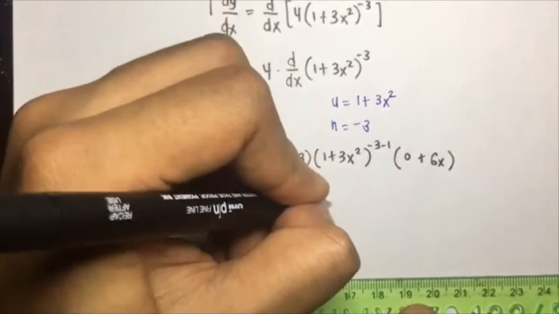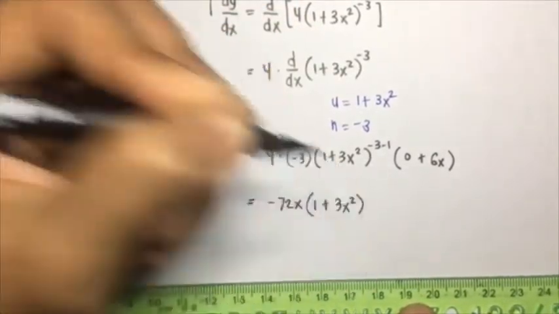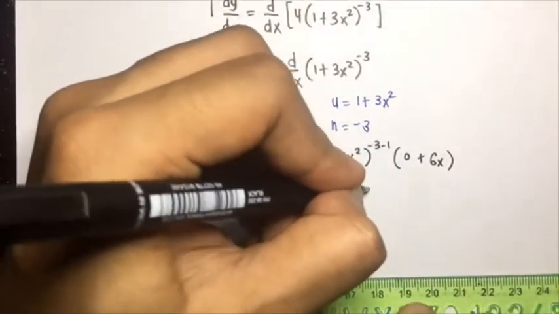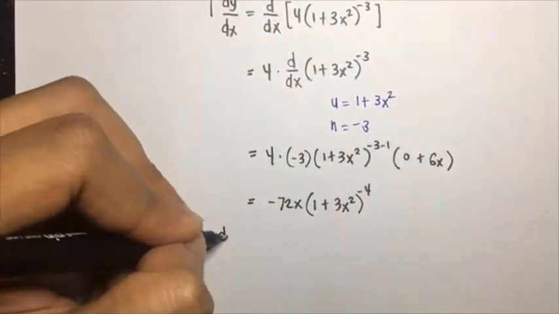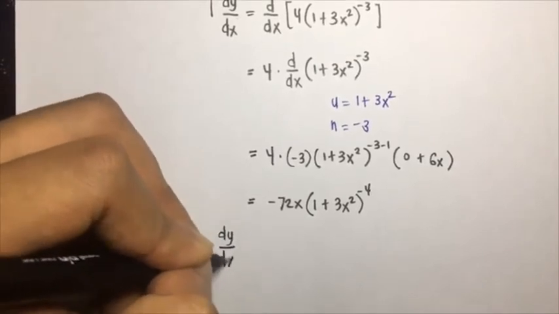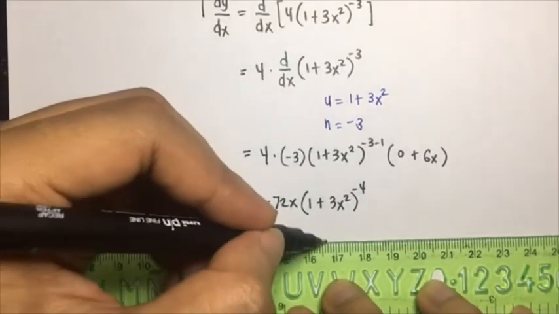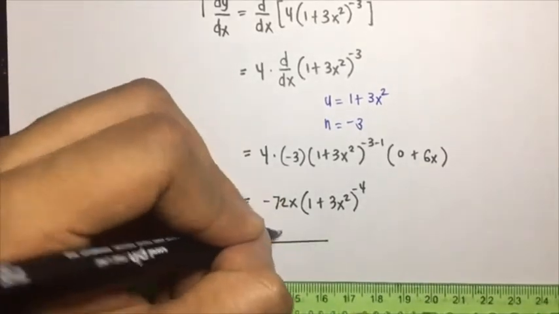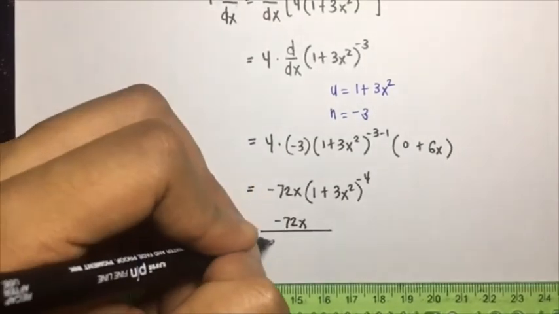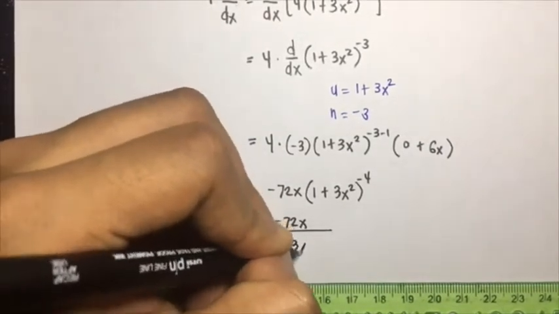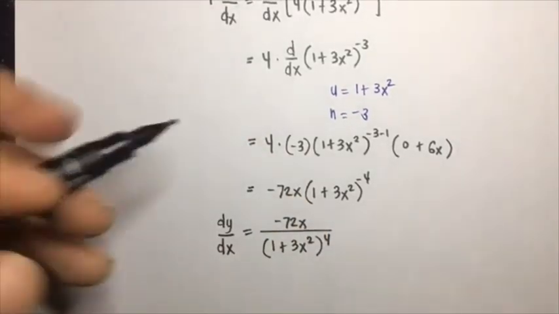plus 3x squared raised to negative 4. Or dy over dx is equal to, if you write that in fractional form, negative 72x over 1 plus 3x squared raised to the power of 4.